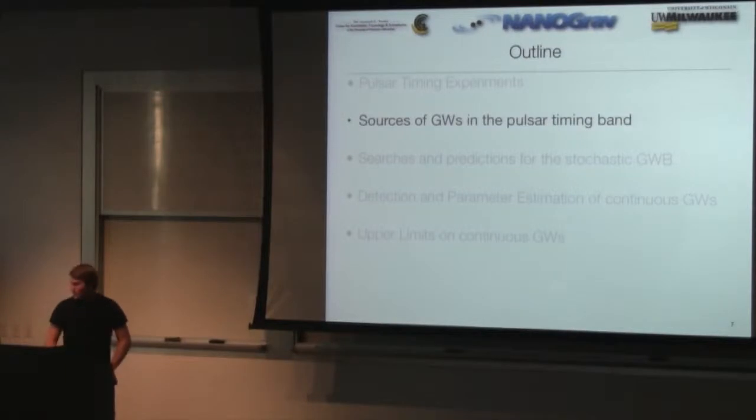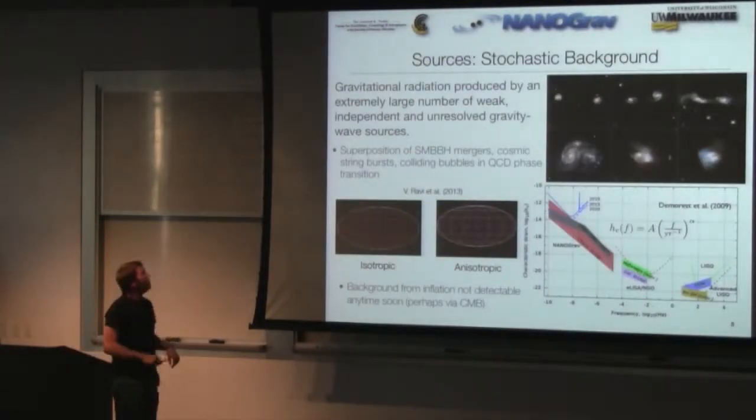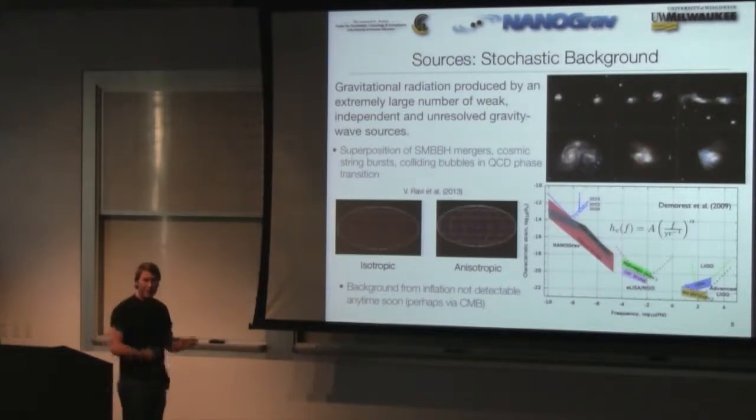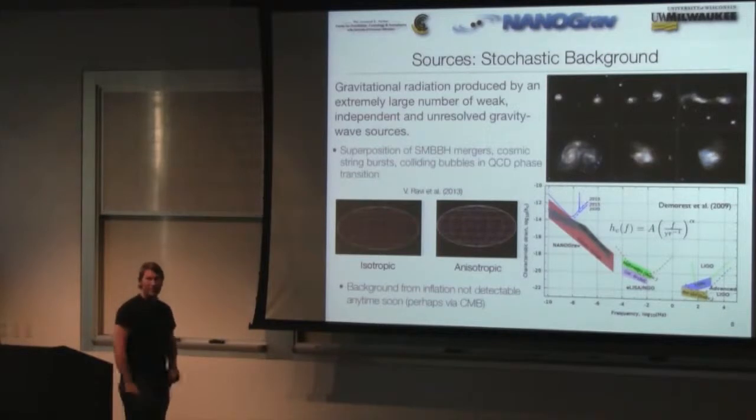So now I want to move on to some sources of gravitational waves that we'd expect to see in the pulsar timing band. Throughout this talk, most of the sources I'm going to mention are from supermassive black hole binaries. These are the black holes in the center of galaxies that have collided. And there is evidence for galaxies colliding, as you can see here. There are a few candidate sources that would be at orbital separations close enough to be emitting gravitational waves. But one of the things that most people are focused on is the stochastic background.